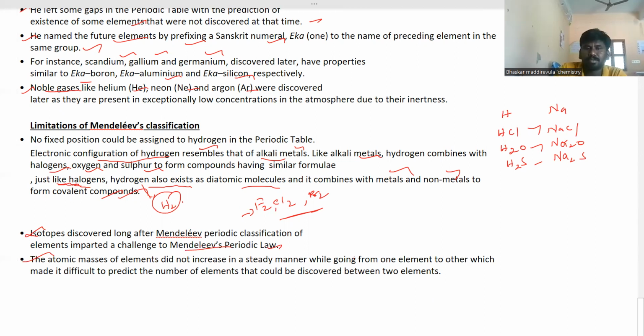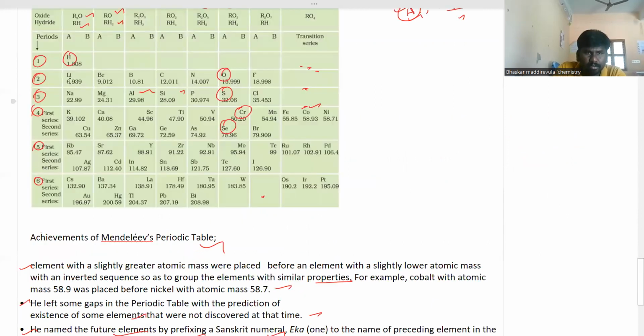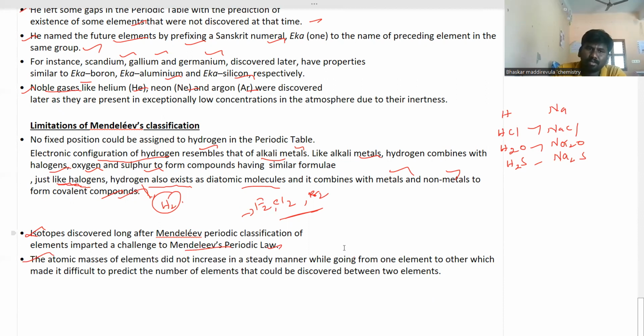You see the atomic masses of the elements: lithium 6.939, beryllium 9. There is no steady increase in the atomic masses. The mass is not increasing in a regular manner, so that made it very difficult to predict the number of elements that could be discovered between two elements. We don't know how many elements exist between two elements.